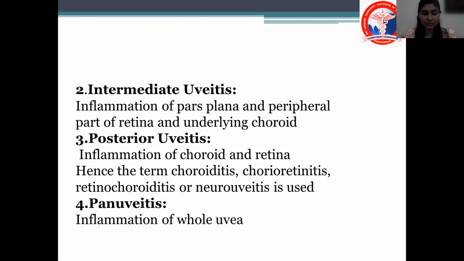Now, intermediate uveitis is the inflammation of the pars plana and the peripheral part of the retina underlying the choroid. Posterior uveitis is the inflammation of the choroid and retina, and hence the terms choroiditis, chorioretinitis, retinochoroiditis or neurouveitis are used synonymously for posterior uveitis. And there is a term called panuveitis, which means inflammation of the whole of the uvea: the iris, the ciliary body, the choroid, and the posterior retina.